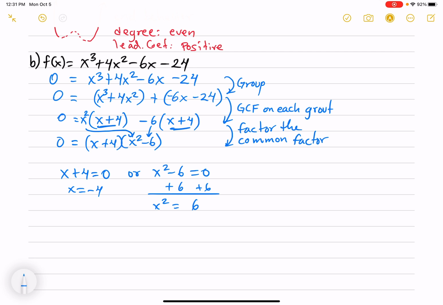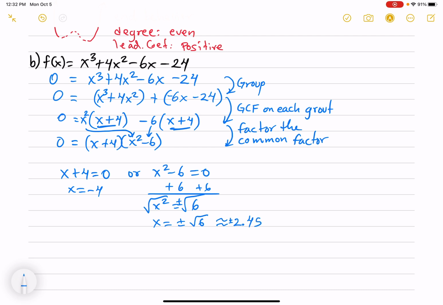And the way we solve this, if you remember from your previous math classes, we take the square root on both sides and we add plus or minus. So x equals plus or minus the square root of 6. The square root of 6 is approximately 2.45.